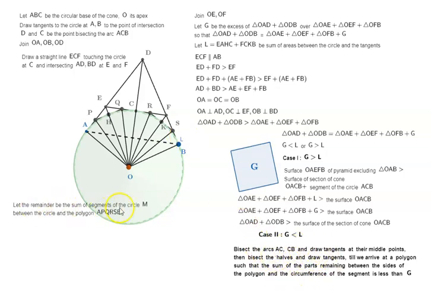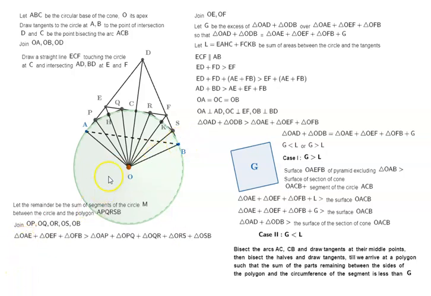Let the remainder be the sum of the segments of the circle M. Sum of the segments is M between the circle and the polygon APQRSB. So it's not visible, but remember there is a circular segment here between the polygon and the circle. So this plus this plus this plus this is M. Join OP, OQ, OR, OS. OB is already done, so we don't need to do it.